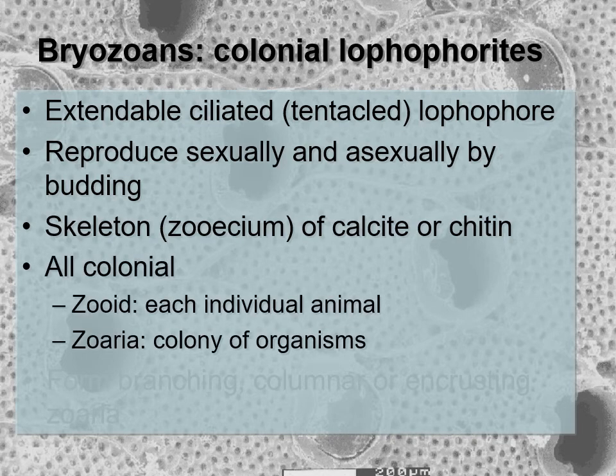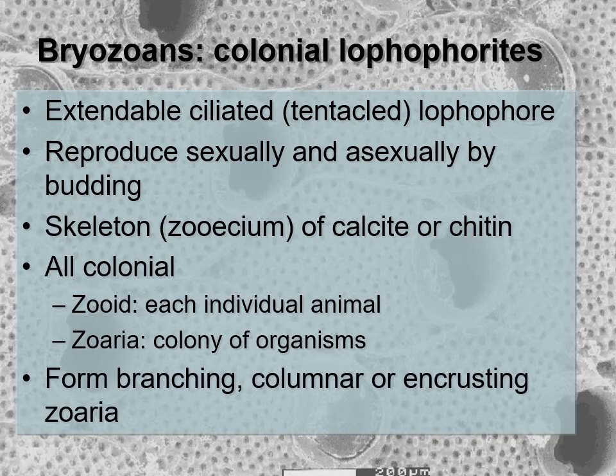They're all colonial, and if the skeleton is the zoecium, the individual animal is called a zooid. So think about this in terms of, with a coral, the individual animal is called a polyp. In this case, it's a zooid. A colony of zooids is known as a zoaria, and they live inside of a zoecium. Bryozoans form from a wide variety of different growing strategies, such as branching. They can be columnar, or they can also have encrusting zoaria, encrusting colonies.